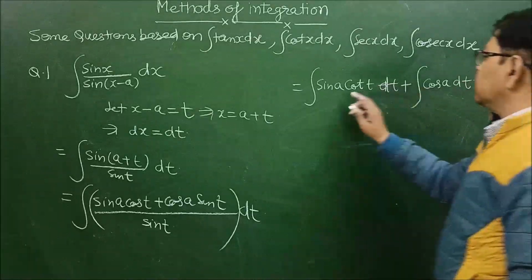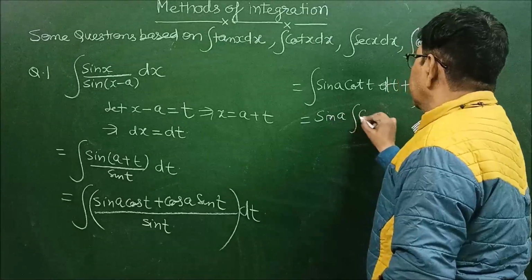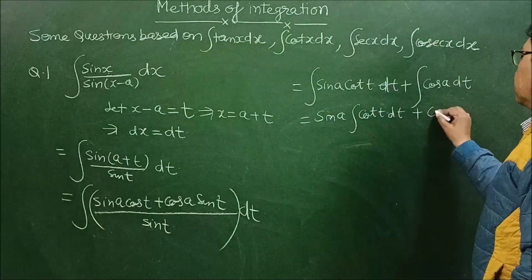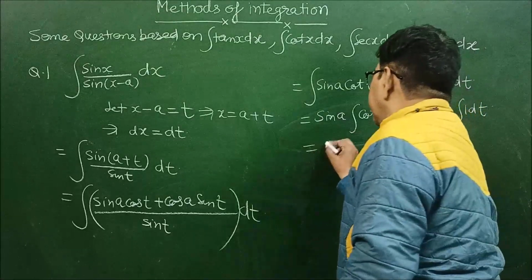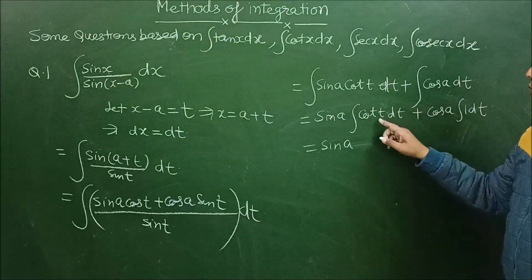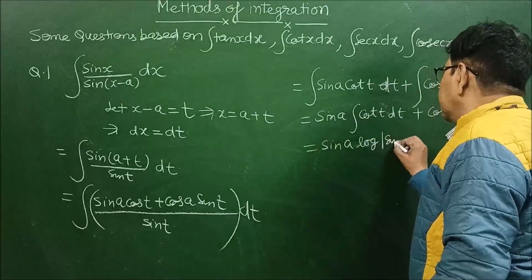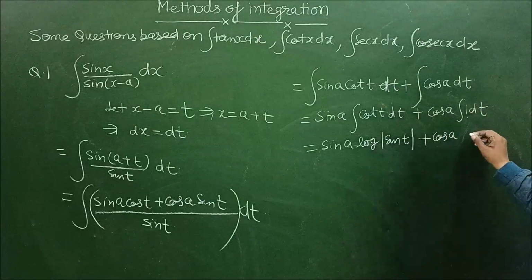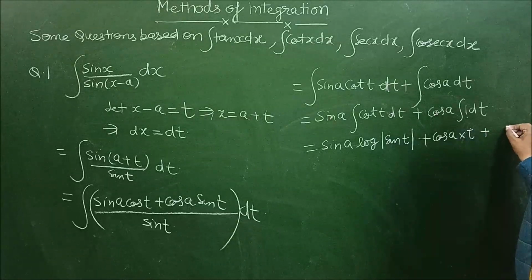Now in these two integrals, sin a is a constant, so I can take sin a as common, and integration of cot t dt plus, here I can take cos a as common, integration of 1 dt. As in this lecture I have told you the formula of cot, the integral of cot t is equal to sin a log mod sin t, plus cos a, and the integral of 1 with respect to t is t plus c.